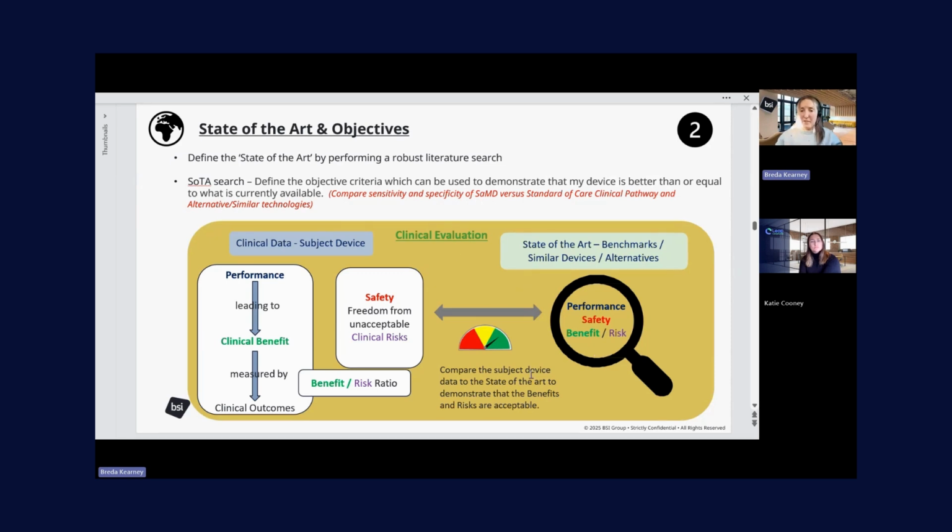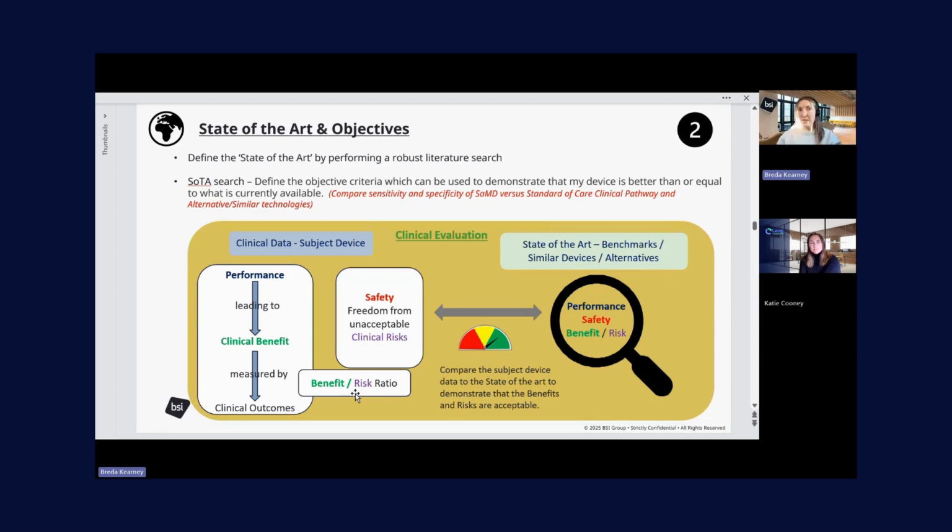I've tried to depict it in this image here. You will have clinical data from your subject device. You're going to be showing that based on the clinical performance, you will have a clinical benefit, and we're going to measure that by clinical outcomes. You're then going to have safety. You're going to be showing that your device is safe, so it's free from unacceptable clinical risks. We'll then look at what benefits the device provides.